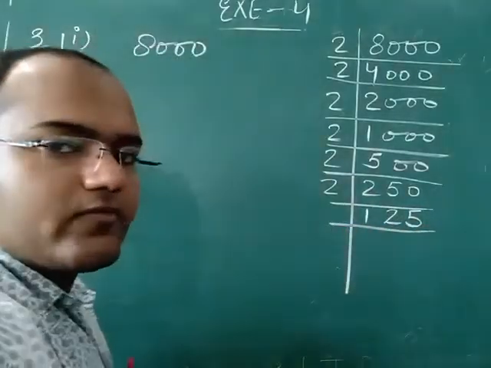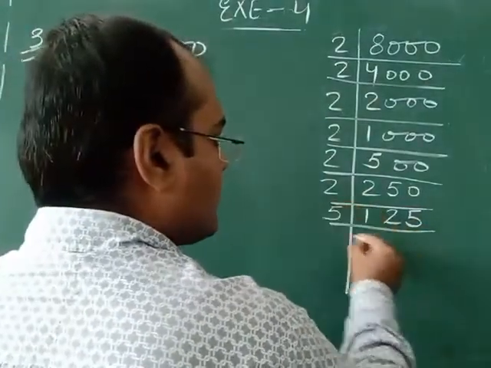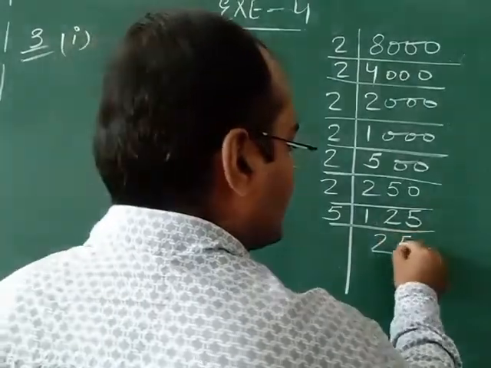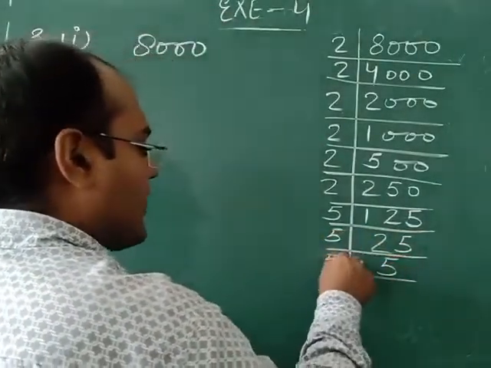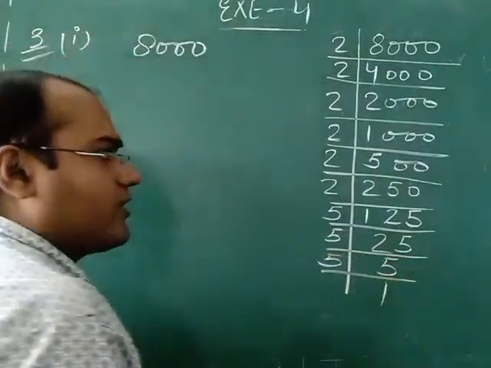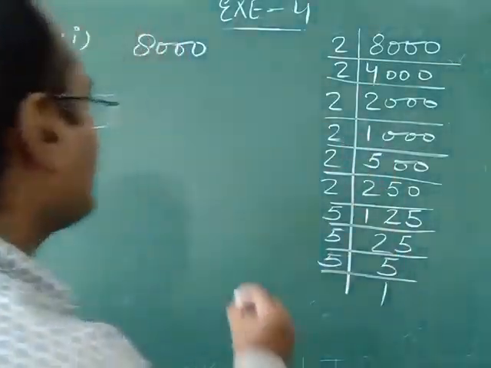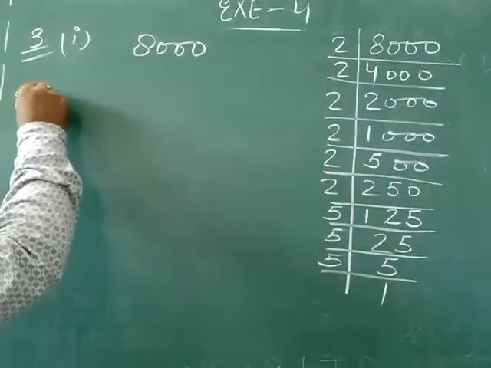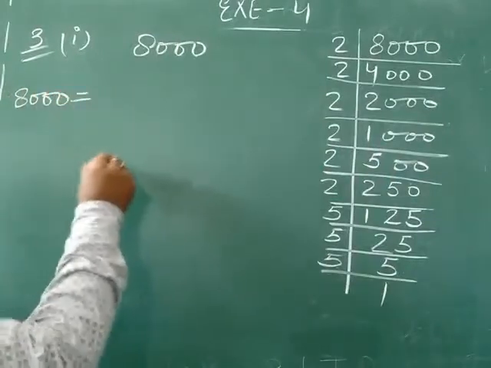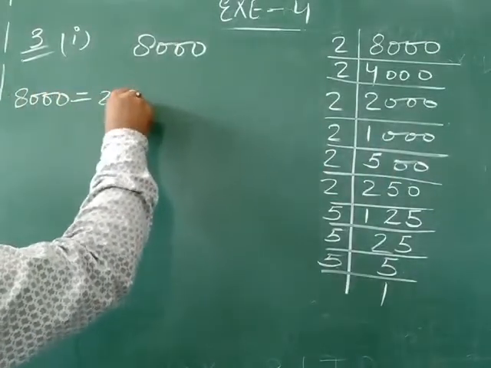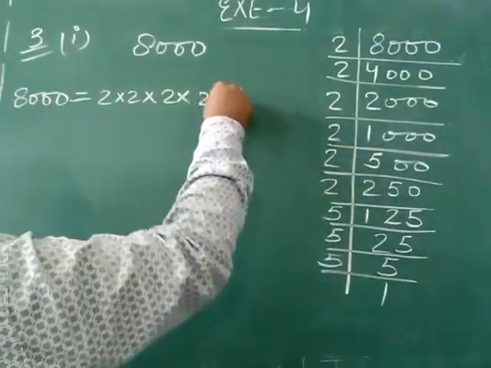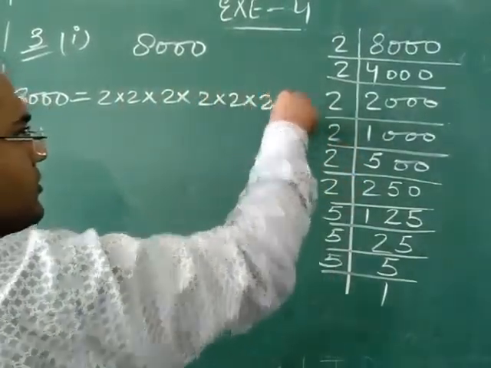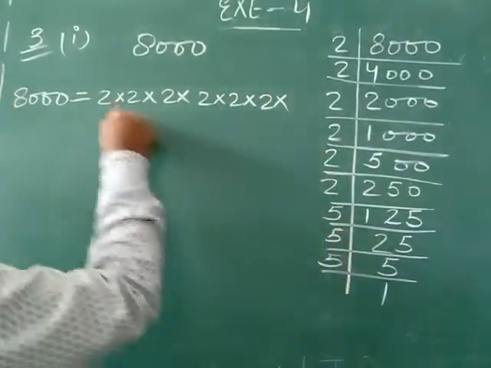Now we have to do it with 5. 5 2s are 10, 5 5s are 25. 5 5s are 25. 5 1s are 5. Now the prime factorization is over. Now you have to write here that 8000 is 2 into 2 into 2, again 2 into 2 into 2 into 5 into 5 into 5.